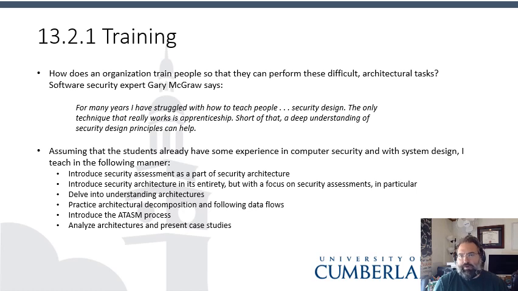All the classes in the world may or may not help. Getting somebody to work with that knows their stuff, or working with somebody, if you know your stuff, and helping them come up to speed is the way to teach a lot of these skills. Assuming that students already have some experience in computer security and system design, I teach in the following manner. Introduce security assessment as part of security architecture, introduce security architecture in its entirety but with a focus on security assessment in particular, delve into understanding architectures, practice architectural decomposition and following data flows, introduce the ATASM process, and analyze architectures and present case studies.